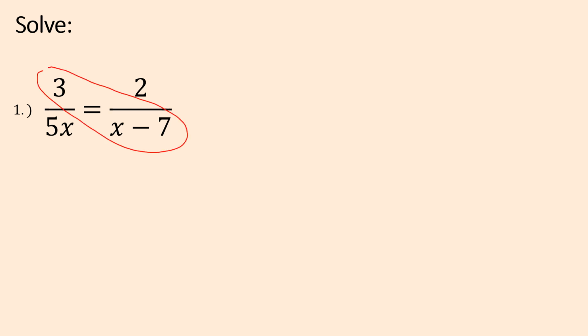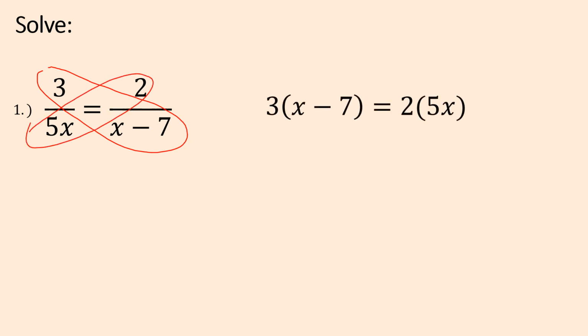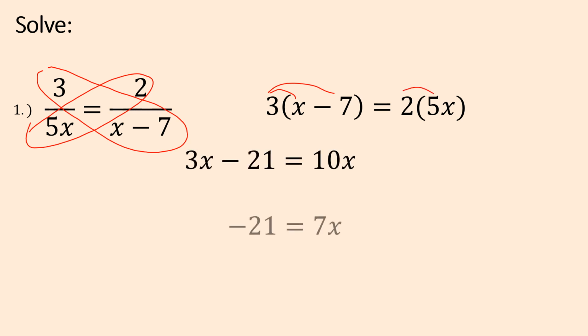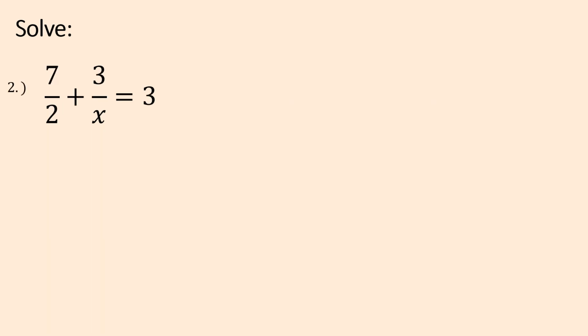3 times that x minus 7, 5x times that 2. We get this, distribute in, and solve it out. We can only solve using this method when we have two fractions separated by an equal sign. Now, if we compare that last one to something like this, we can see that the setup for this one is different. We don't have one fraction equal to another, so we can't cross multiply in this.